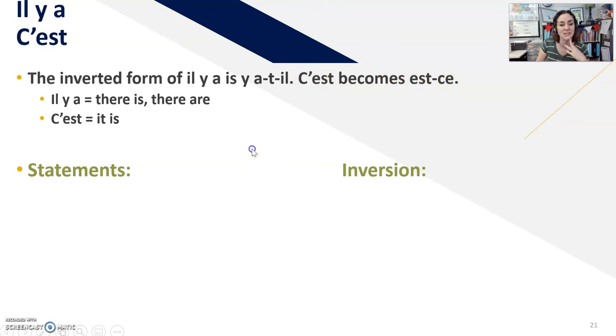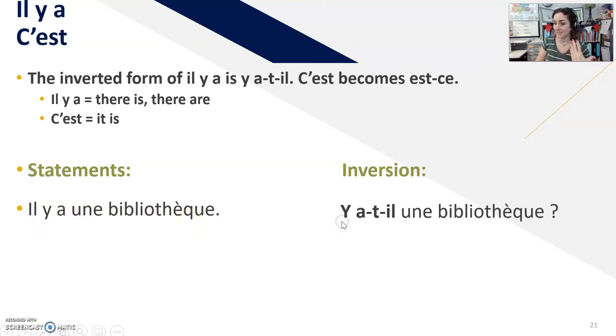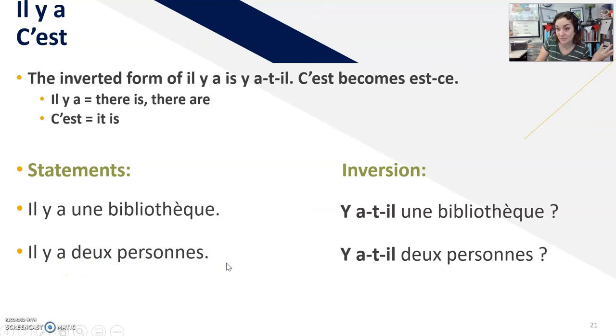So here's what they look like in context. Il y a une bibliothèque. There's a library. Y a-t-il une bibliothèque? Is there a library? Y a-t-il is what that sounds like. Il y a deux personnes. Y a-t-il deux personnes? Are there two people there?